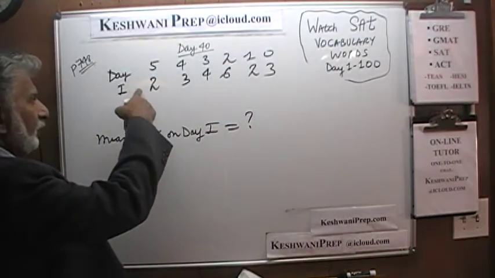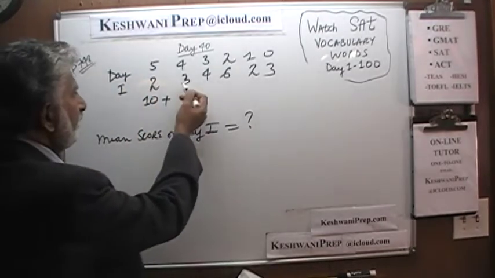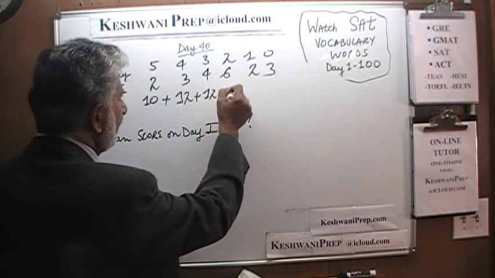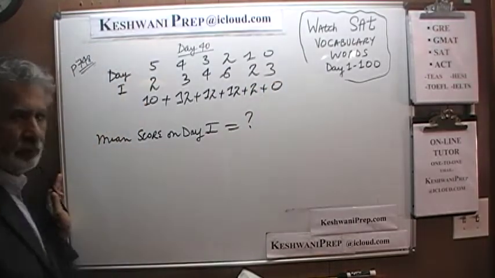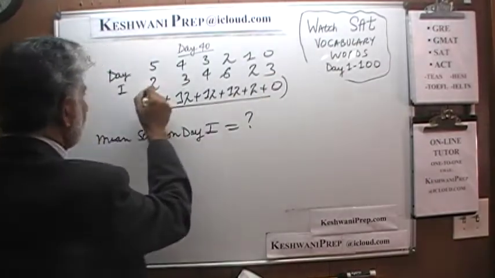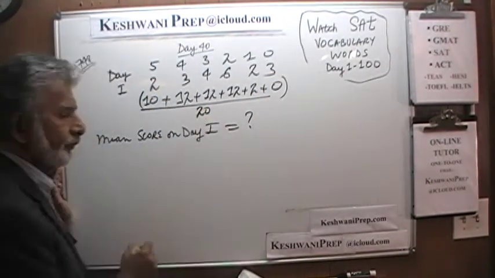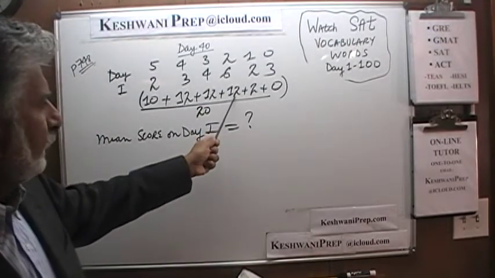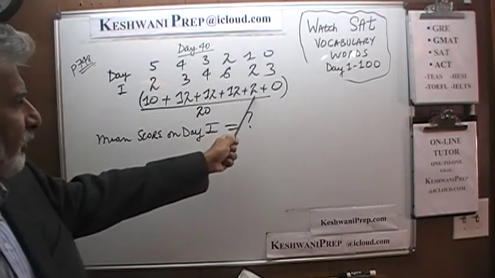There were 2 people who scored 5 points, so altogether they scored 10 points. There were 3 people who scored 4 points, so we have 12. Then we have another 12, then we have 2, and then we have a 0. We add them all up. That's the total number of points scored by 20 people. Let's add them up very quickly. 12 plus 12 plus 12 is 36, because 12 times 3 is 36, 46, 46 plus 2 is 48.